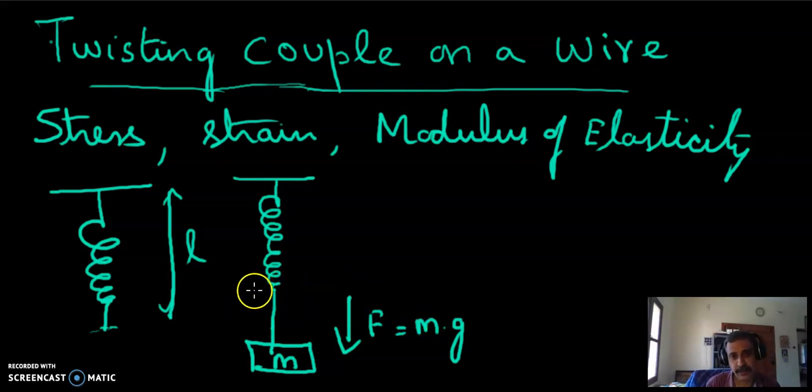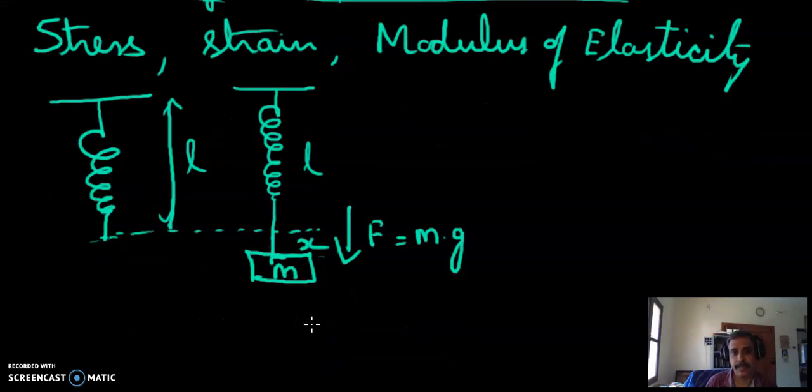Now the spring is under a force. As a result, the spring has elongated by a distance, say x. The length of the spring has increased from L to L plus x. So this is the original length L, and now the spring has elongated by a distance x. This elongation is due to the applied force F, which is nothing but the applied mass into acceleration due to gravity. Therefore, F is equal to m into g.